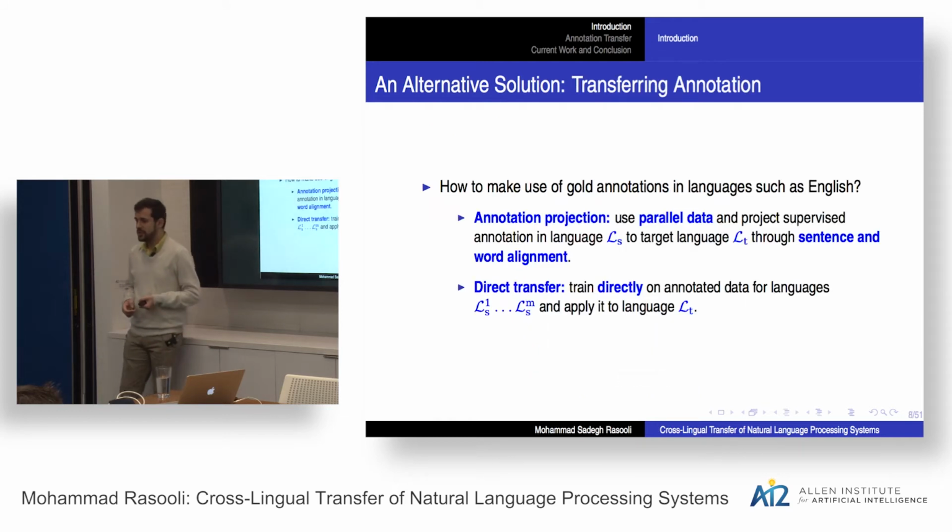One alternative approach is called annotation transfer, and generally speaking, we can divide annotation transfer into two categories. The first is for when we have a bunch of translation data, so we can project supervised annotation from language LS as a source language to language LT through word alignments and sometimes just sentence alignments. This is called annotation projection. The other way is for when we don't have enough translation data, so instead we can directly train on source language annotations L1 to LM and apply the model trained on those languages to the target language. It looks a little bit magical, but there are some ways to make these direct transfer models work.